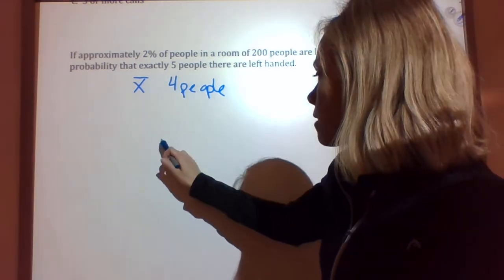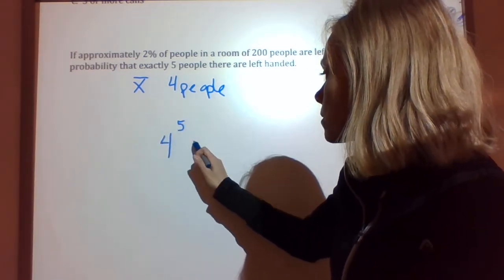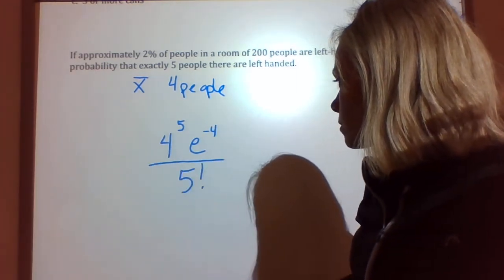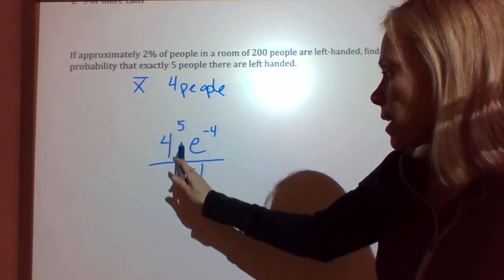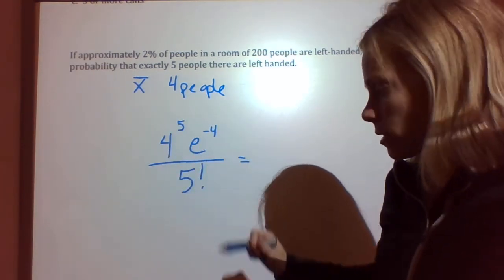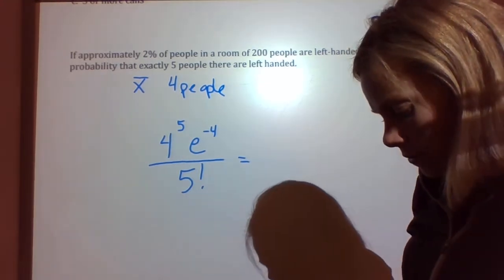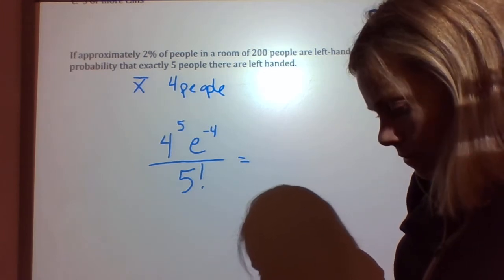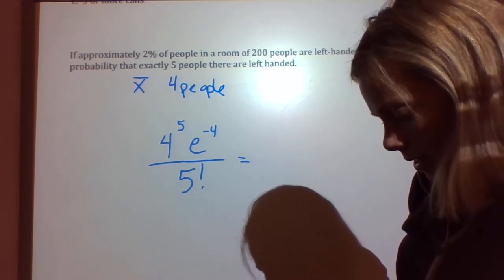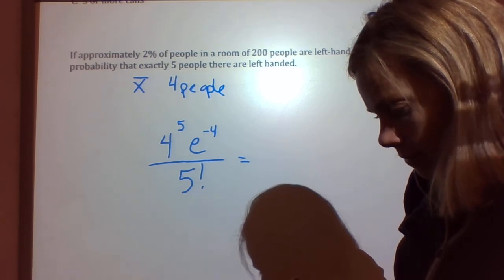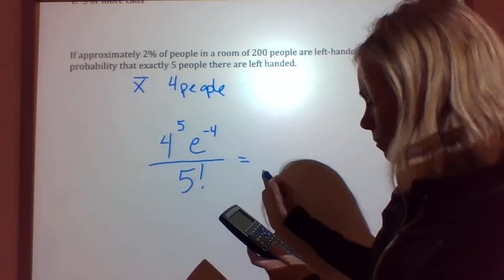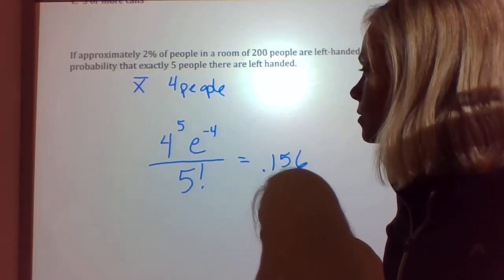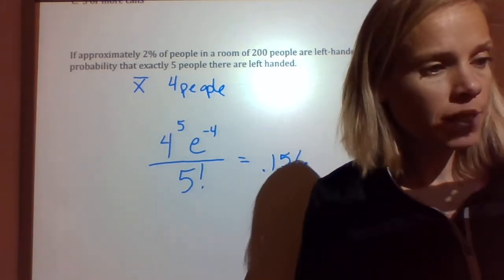So my formula, my average, 4 to the 5th power e to the negative 4 over 5 factorial, right? That's my average, that's my x, and e, remember, is on your calculator. So 4 to the 5th times e to the negative 4 divided by 5 factorial, 0.156. Okay, so there's your other 2 formulas.